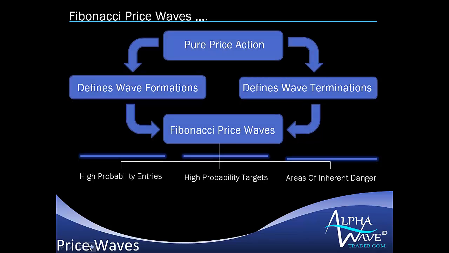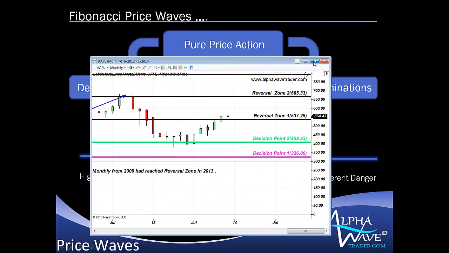So pure price action is what's absolutely critical in the market structure. This is what defines wave formations, defines wave terminations, and therefore forms Fibonacci price waves, giving you high probability entries, high probability targets, and showing you areas of inherent danger, which are reversal zones.